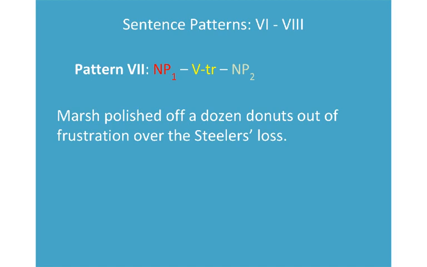All right, still pattern 7. Marsh is our noun. In this case, our noun phrase is only one word long. Polished off is the transitive verb. Again, we can put another word there if it's part of the action. Polished off is one phrase that just means you ate the whole thing, the rest of the food. So polished off is our whole transitive verb. And then what did he polish off? A dozen donuts out of frustration over the Steelers' loss. So this whole thing is acting as a noun phrase. What did he polish off? Really just the donuts, but the rest of it is giving us more information about the donuts.